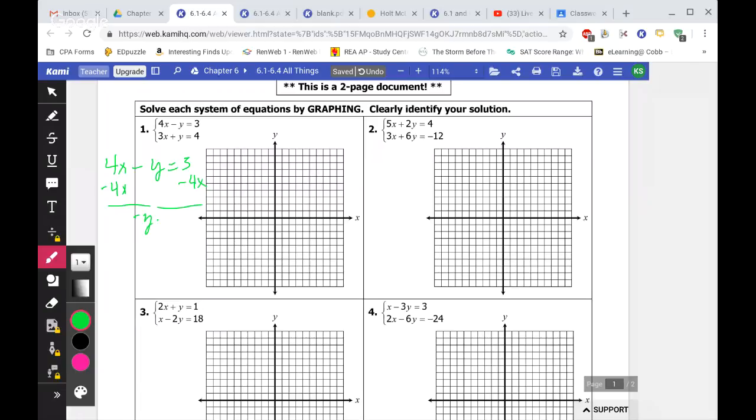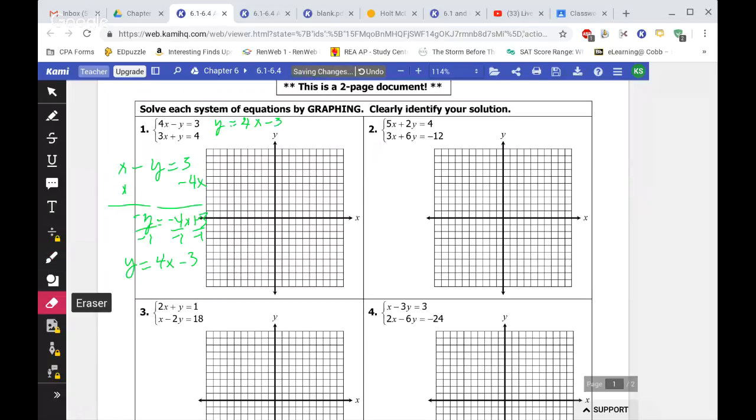And now we have minus y equals negative 4x plus 3. Divide everything by negative 1 because your y can't have a negative or an opposite sign on it. So that's going to give us y equals negative 4x divided by negative 1 is going to be a positive 4x. Basically, it just changes the sign of every one of the numbers. And so the positive 3 goes to a negative 3. All right, so the first one rewritten in slope-intercept form is y equals 4x minus 3. I'm going to erase this one and give myself some room to do the second one.